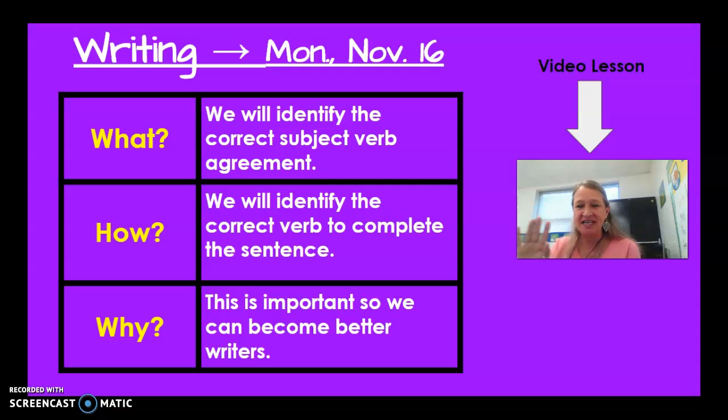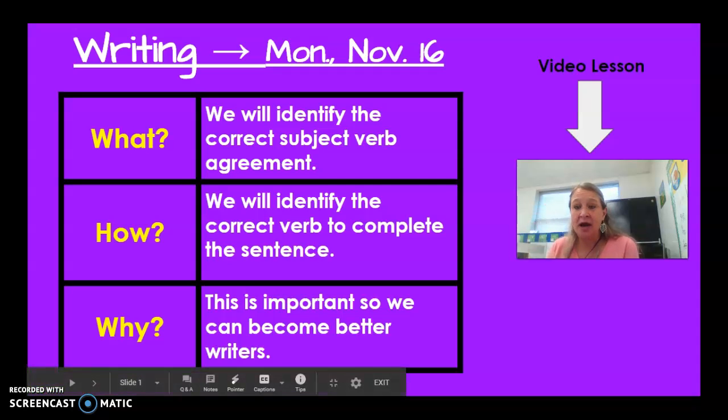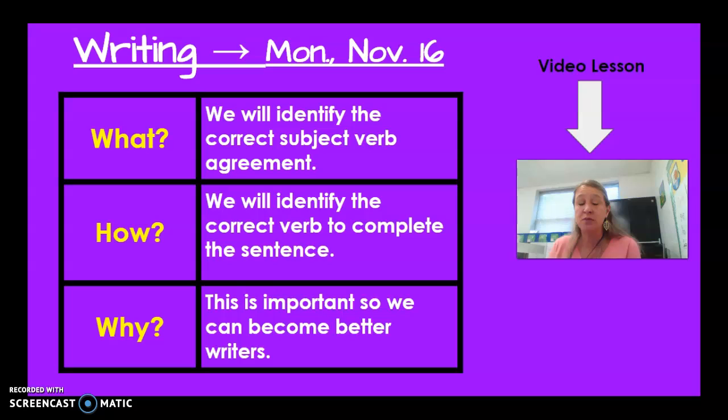Hi, first grade. Today in writing, we will identify the correct subject-verb agreement. We will identify the correct verb to complete the sentence, and this is important so that we can become better writers.